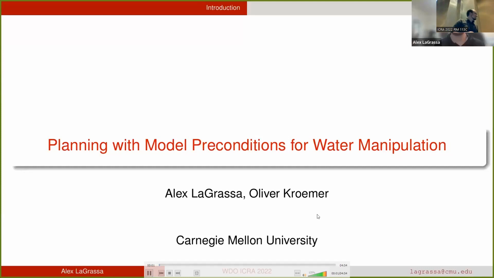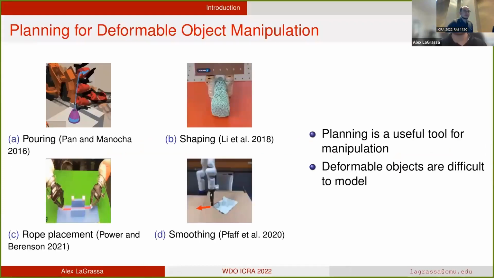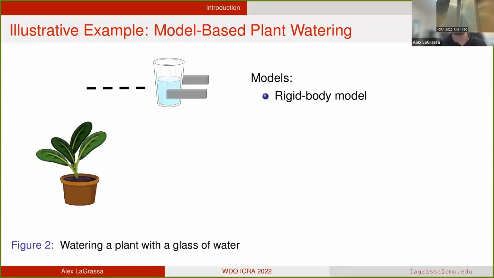Hello, my name is Alex LaGrassa, and the title of my talk is Planning with Model Preconditions for Water Manipulation. Although deformable objects are difficult to model, model-based planning is still a useful tool for many tasks involving deformable objects, for example, pouring, shaping dough, rope manipulation, and cloth smoothing. In this example, the robot is watering the houseplant and it can't spill water on the floor.